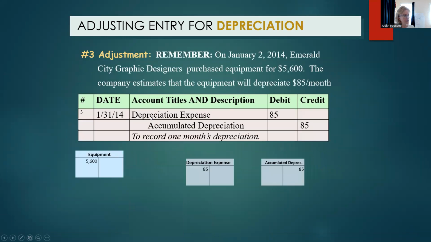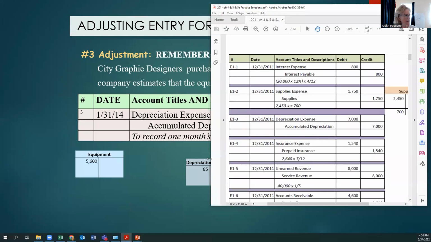Depreciation is a weird journal entry. We don't involve the equipment account. We use depreciation expense and accumulated depreciation. Okay, so let's look. Which problem is depreciation expense?